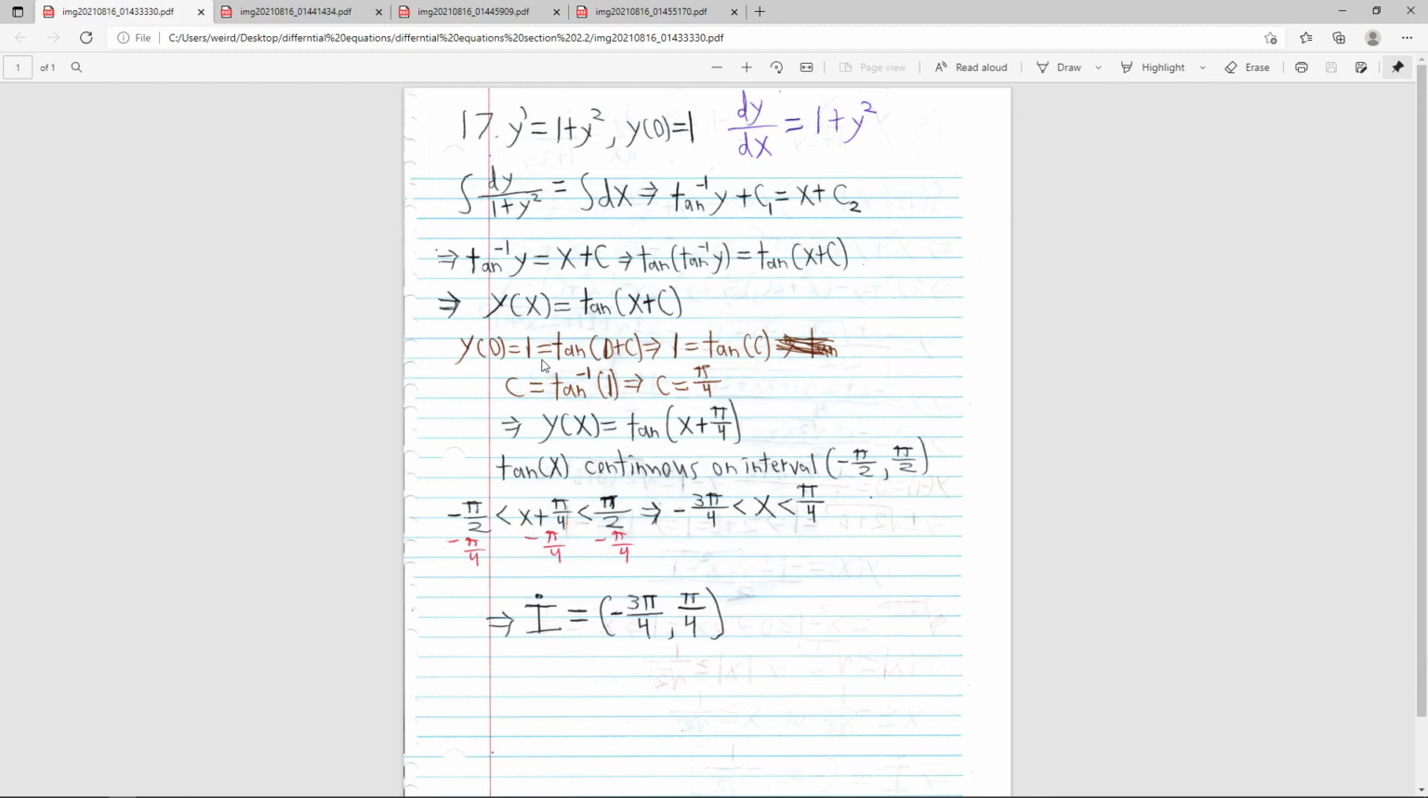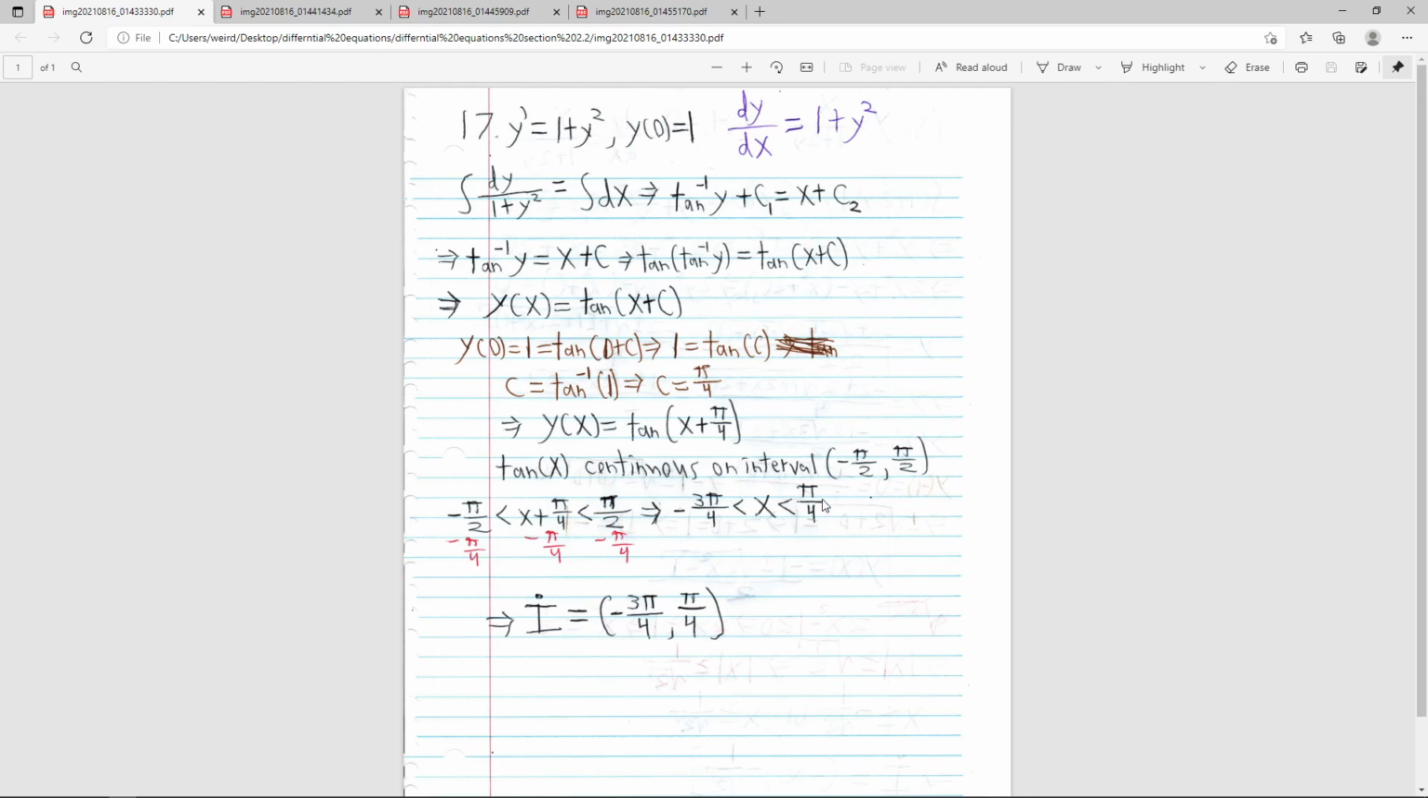y of 0 equals 1, so 1 equals tangent of 0 plus c, because x is 0 here. So it means that 1 equals tangent of c, and then we take the inverse tangent of both sides to get the inverse tangent of 1. So we assume c is equal to pi fourths, because that's what the inverse tangent of 1 gives us. So y of x equals tangent of x plus pi fourths. That's our exact solution.